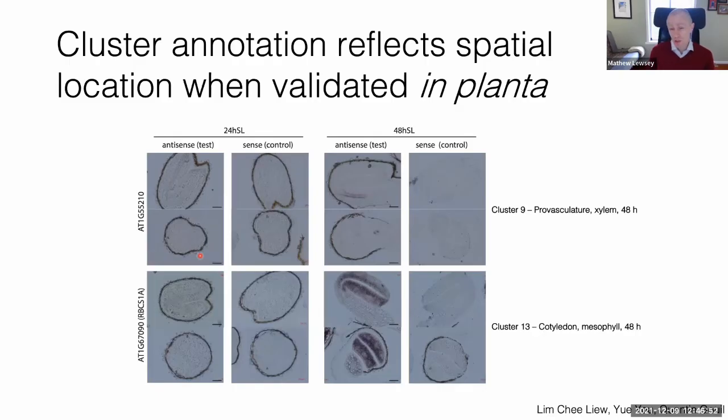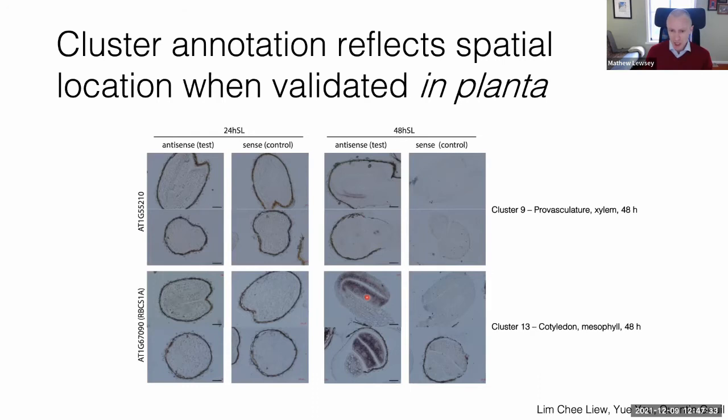On here, I'm showing you 2 different clusters that we've checked. One is cluster 9, which was annotated into the provasculature in the xylem, and one is cluster 13, annotated into the cotyledons in the mesophyll. You can see here for cluster 9, provasculature xylem, there's this nice tight signal in the provasculature, and actually if you look carefully, you can see it through the center here as well. And similarly, for cluster 13, you can see this nice strong signal that's in the cotyledons. And so that was very satisfying. Our hand annotation has worked and it's borne out in reality in planta.